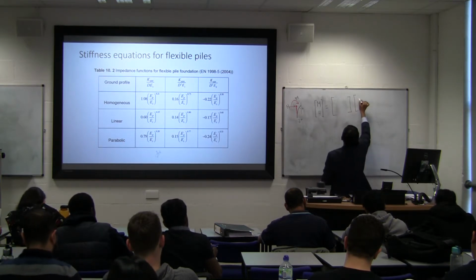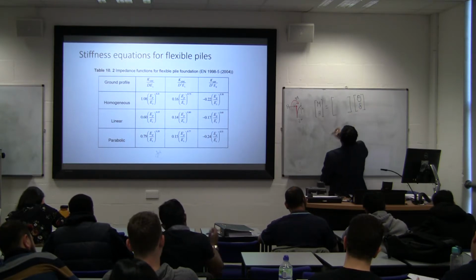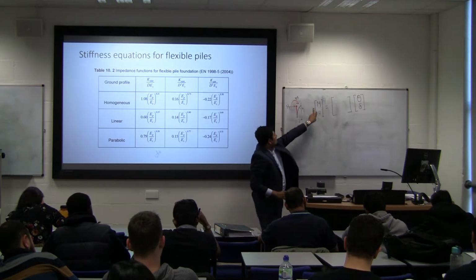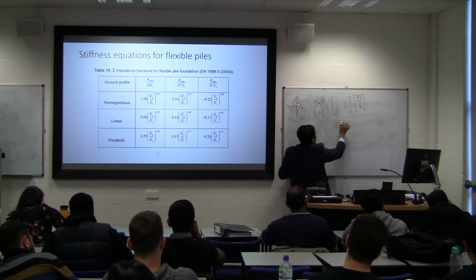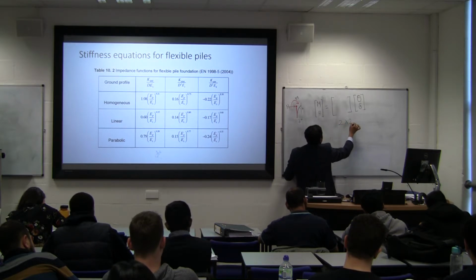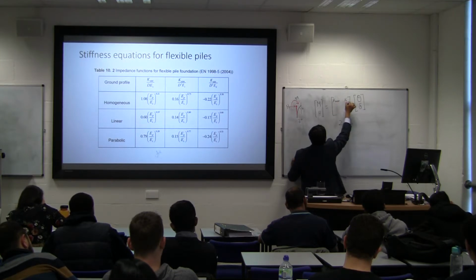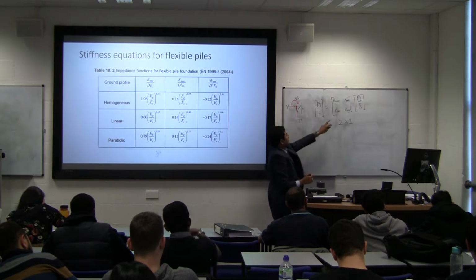And you want to get theta and delta, right? So that's a 2x1 matrix, so this must be a 2x2 matrix. So this will be KMM, that's the coupling term, KMH, and KHH. Okay, that's the coupling term.